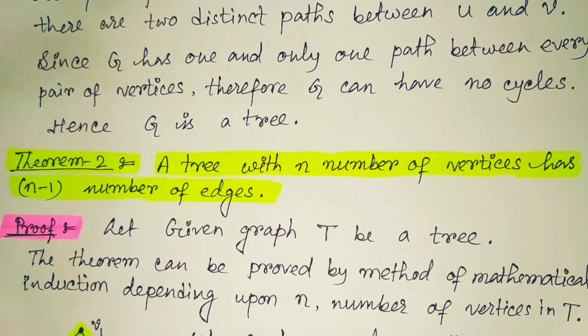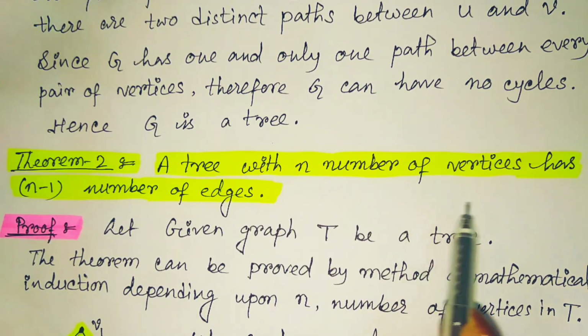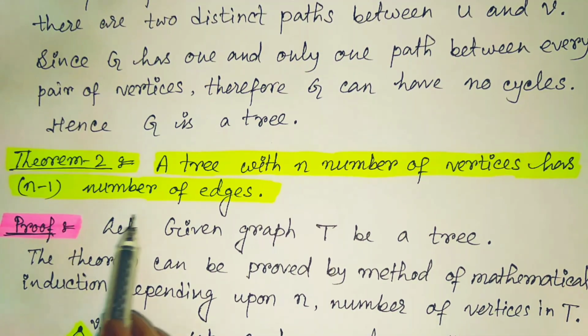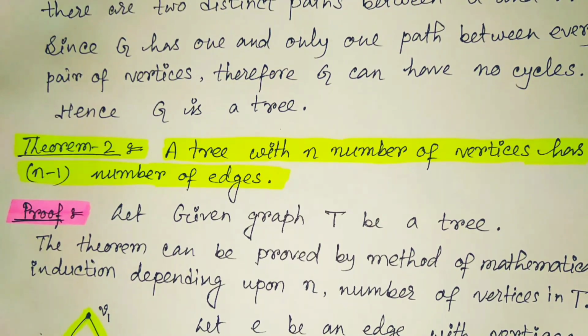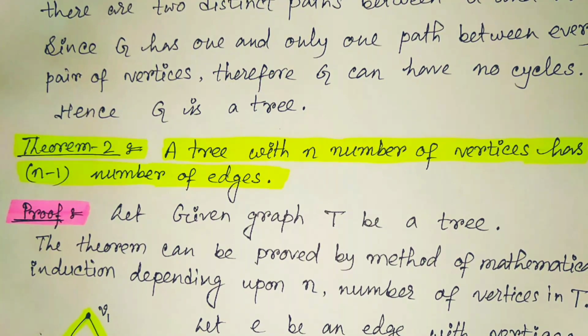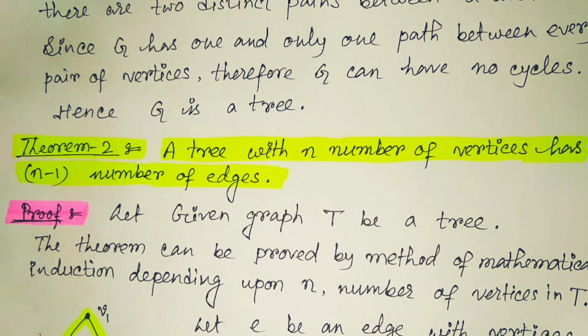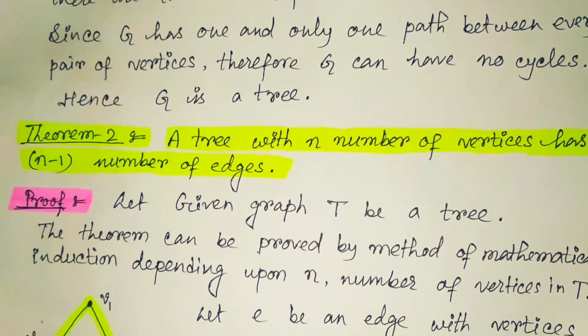Next theorem is: a tree with n number of vertices has n minus 1 number of edges. This one is the most important theorem in our tree. So what is the theorem? A tree with n number of vertices has n minus 1 number of edges. So how to prove this one?